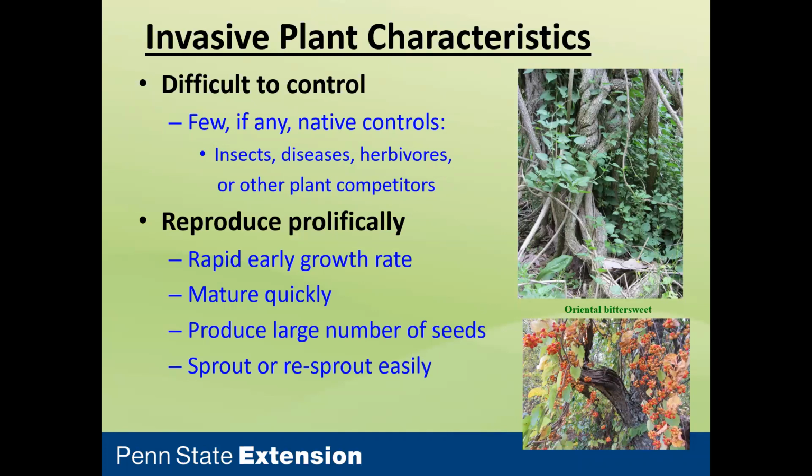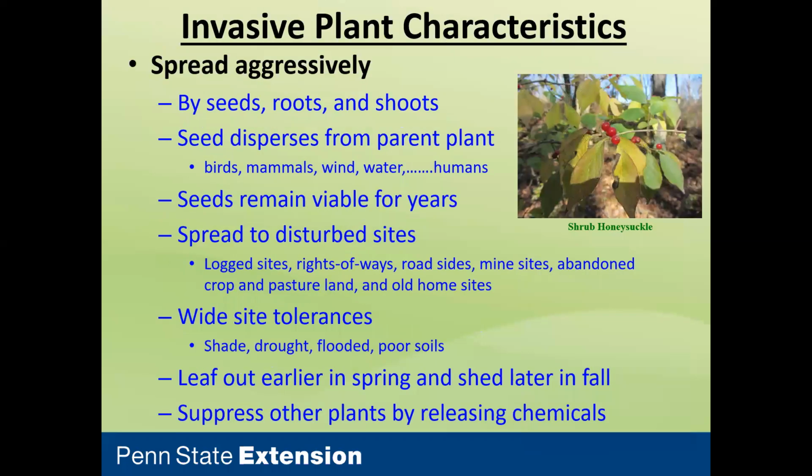Which is the next point here, where they have rapid early growth rates, mature quickly, and produce large numbers of seed and sprout or resprout easily. So that's one of the problems with our plants, certainly, is when they're cut, most of them will sprout very vigorously from the cut stumps. And then the last part of this here is that they spread aggressively by roots, seeds, and shoots, and they disperse away from the parent plant.